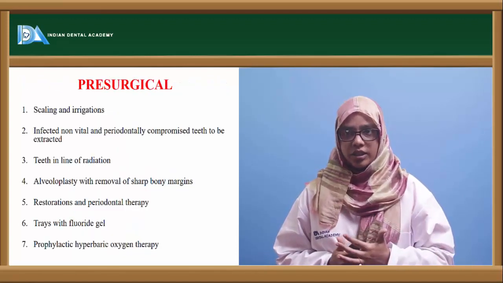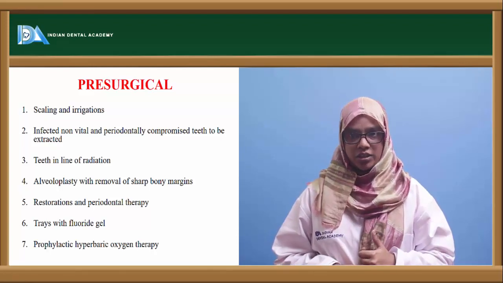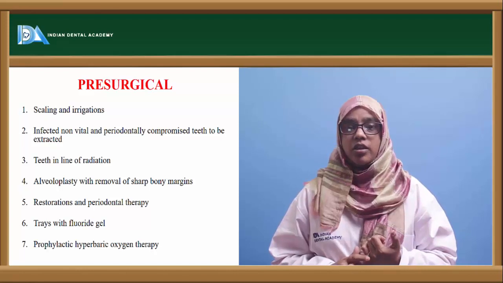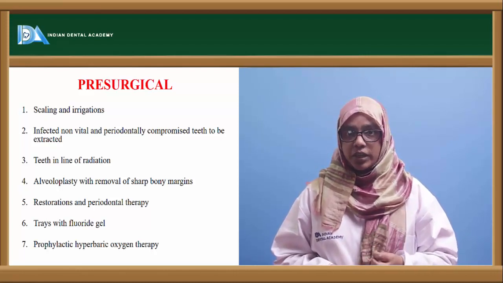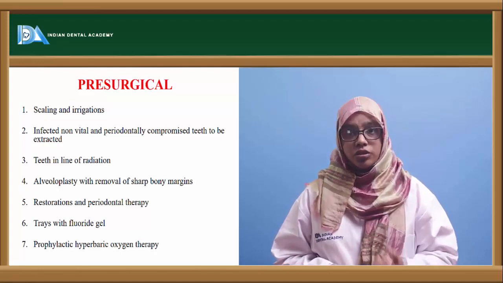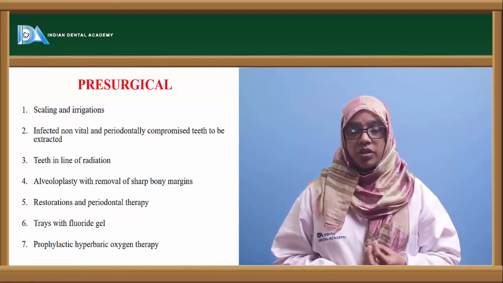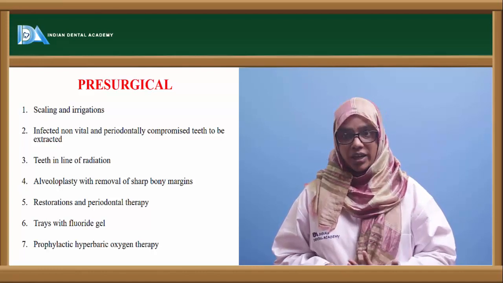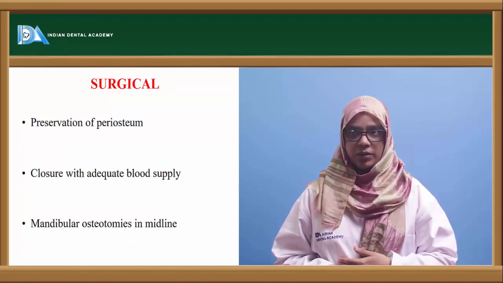Now, pre-surgically, you need to do a thorough oral prophylaxis by scaling, polishing and irrigation. Infected non-vital tooth which cannot be restored should be extracted. Infected non-vital tooth which can be restored, endodontic treatment should be done. Periodontal condition should be corrected. Sharp bony margins should be removed. If there is any kind of decay in the tooth, restore it. Use fluorides. Prophylactic hyperbaric oxygen therapy should be given.